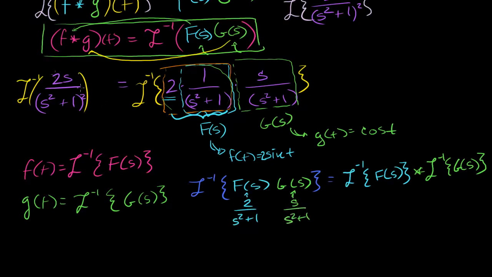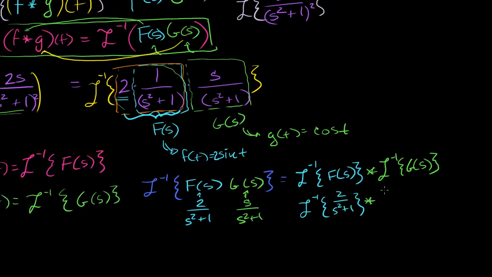All I did to get that is break this up into 2 things that I recognize. If I multiply this together, I get back to my original thing that I was trying to take the inverse Laplace transform of. And so the convolution theorem just says that the inverse Laplace transform of this is equal to the inverse Laplace transform of 2 over s squared plus 1 convoluted with the inverse Laplace transform of our g of s, s over s squared plus 1.